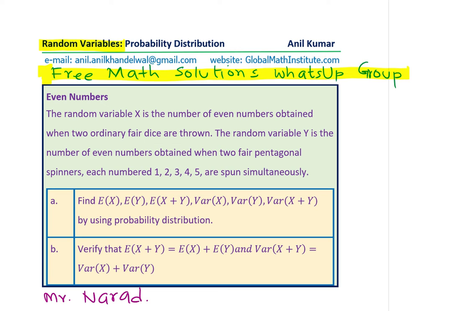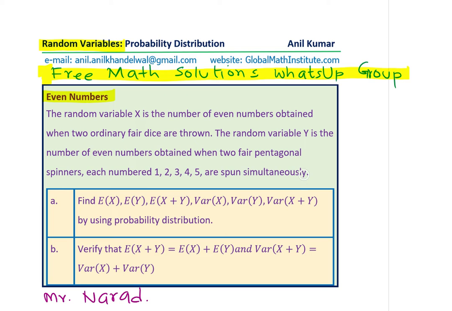Now, let's look into the question itself. I just named it as even numbers. The question here is, the random variable x is the number of even numbers obtained when two ordinary fair dice are thrown. The random variable y is the number of even numbers obtained when two fair pentagonal spinners, each numbered 1, 2, 3, 4, and 5, are spun simultaneously.